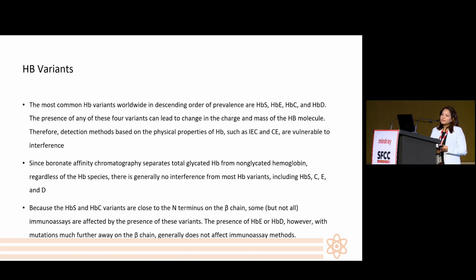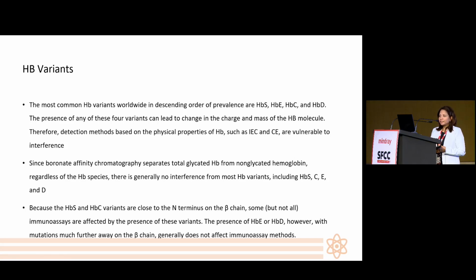Now first, I will be talking about the Hb variants. The most common Hb variants present worldwide are HbS, E, C and D. Presence of any of these four variants can lead to a change in the charge and the mass of the hemoglobin molecule. Therefore, the detection methods which are based upon physical properties, like ion exchange chromatography or capillary electrophoresis, are vulnerable to interference.